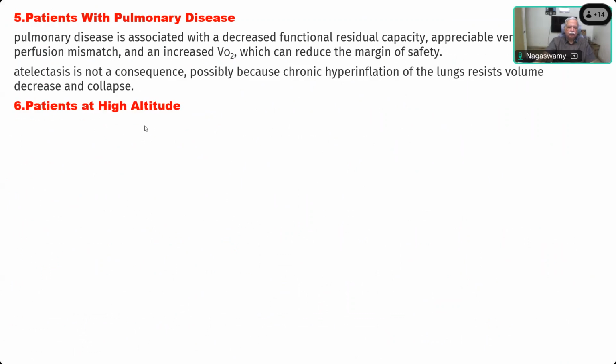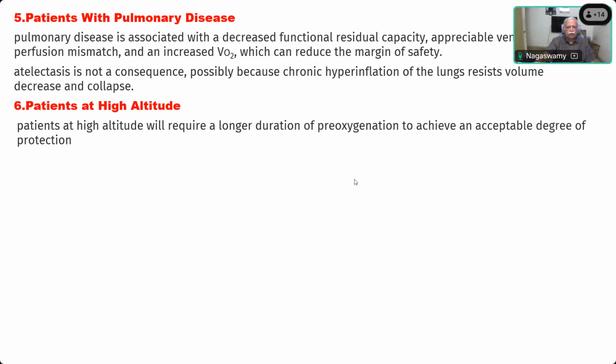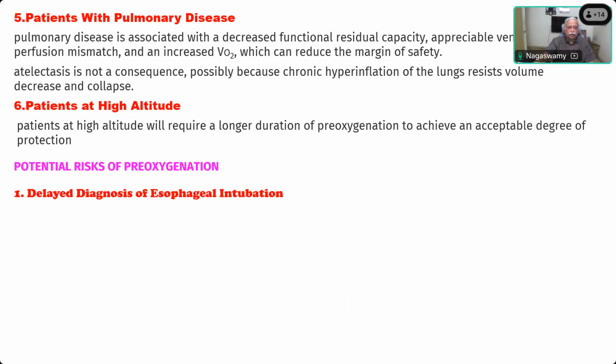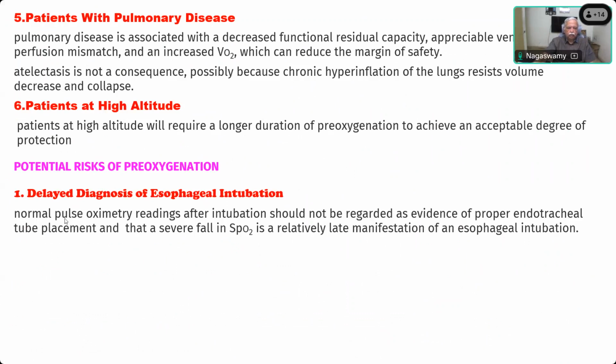And patients at a high altitude, when you anesthetize patients at more than sea level situations, will require a longer duration of preoxygenation to achieve the same amount of saturation that we do in the sea level patient. And the potential risks are delayed diagnosis of esophageal intubation, already told. So a normal pulse oximetry reading after intubation should not be regarded as evidence of proper endotracheal tube placement.